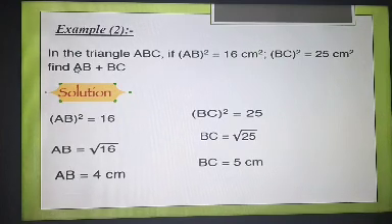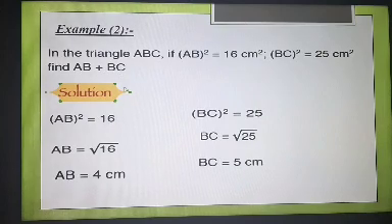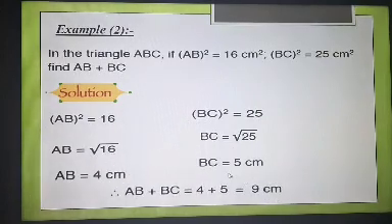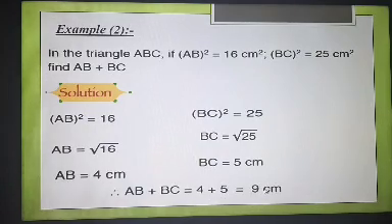So for the final answer we have to get the value of AB plus BC. AB is 4 plus BC is 5, so the sum of 4 and 5 gives you what? 9 centimeters.